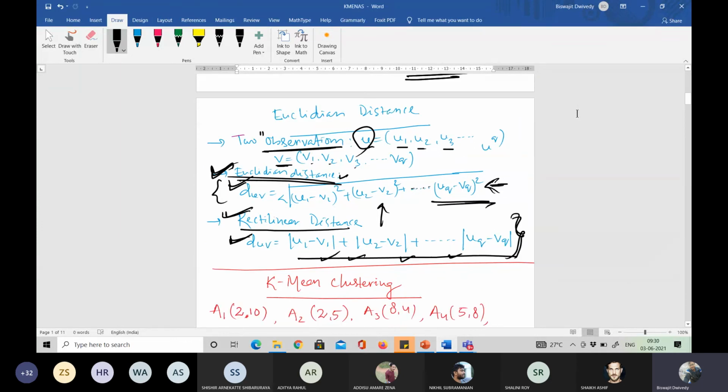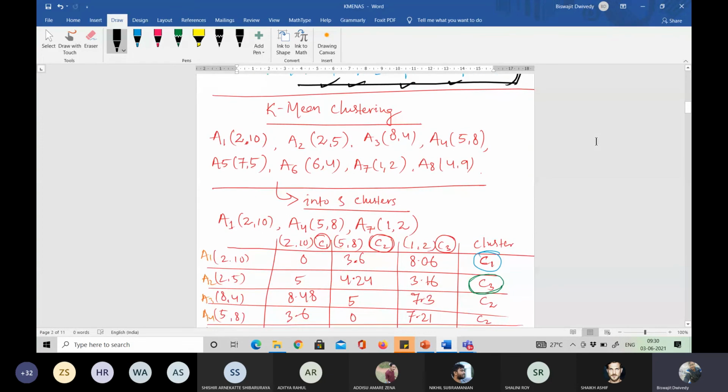Okay, so next, let's go to the k-means clustering algorithm. Suppose there are 8 points given. This is one example. Suppose 8 points are given, like a1 (2, 10), a2 (2, 5), a3 (8, 4), a4 (5, 8), a5 (7, 5), a6 (6, 4), a7 (1, 2), like that.